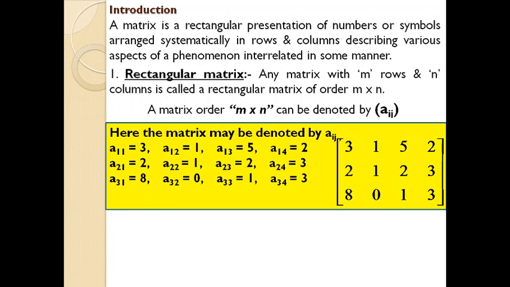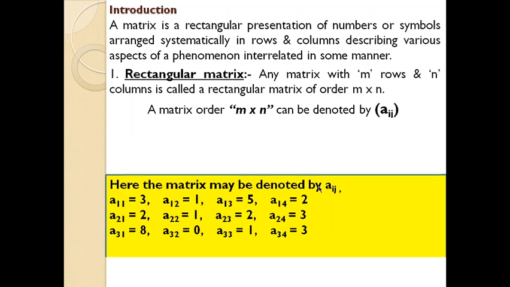So remember, every matrix can be represented by M into N order. M represents rows, N represents columns, and in Aij, I represents row, J represents column, and how to identify each element in a matrix. You have to remember all these concepts.